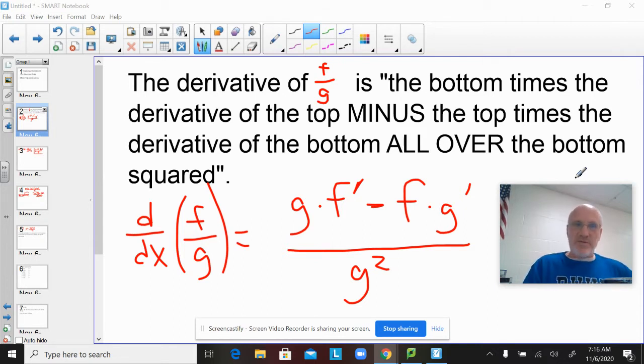And there it is in variables. The derivative of f over g is (g f prime minus f g prime) over g squared. You're welcome to memorize that. Again, it's so stuck in my head: the bottom times the derivative of the top minus the top times the derivative of the bottom, all over the bottom squared. I capitalized the minus sign. Remember, the product rule has a plus sign between the two terms and there's no fraction, but the quotient rule has a minus sign.